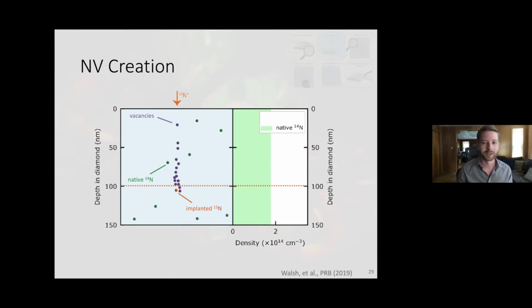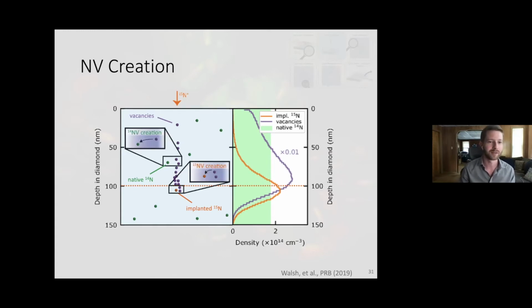And we can use some simulation tools to figure out the distribution of those implanted nitrogen-15s, as well as the vacancies. And we see that they line up at the depth that we're interested in. So the next step is to anneal these at 1200 degrees Celsius, such that those vacancies become mobile in the lattice. And they're going to start to perform a random walk until they encounter a nitrogen atom, be it a natural nitrogen-14 or our implanted nitrogen-15, at which point they'll bind and form what we're after, the nitrogen vacancy center. But importantly, the nitrogen-15s here are going to be at the depth that we need for our devices.